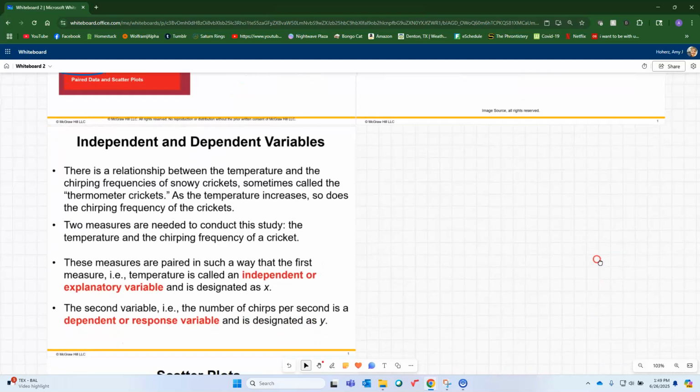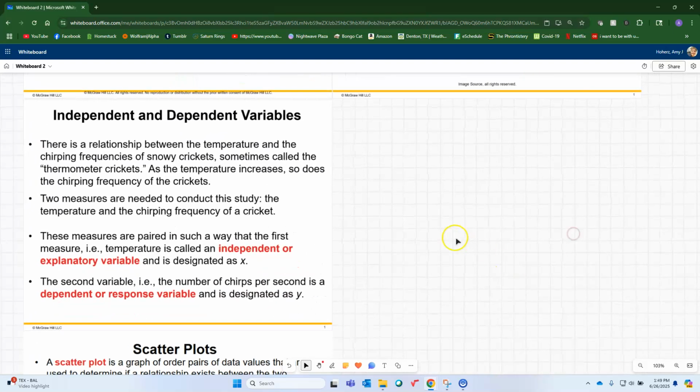We're going to start with talking about independent and dependent variables. I'm going to go through this pretty quickly because we've already talked about these in the last chapter. So for instance, there's a relationship between the temperature and the chirping frequencies of snowy crickets. The snowy crickets are sometimes called thermometer crickets because as the temperature increases, so does the chirping frequency. And you can use that frequency of chirps or you can use the temperature to determine how many chirps you think that the crickets will have.